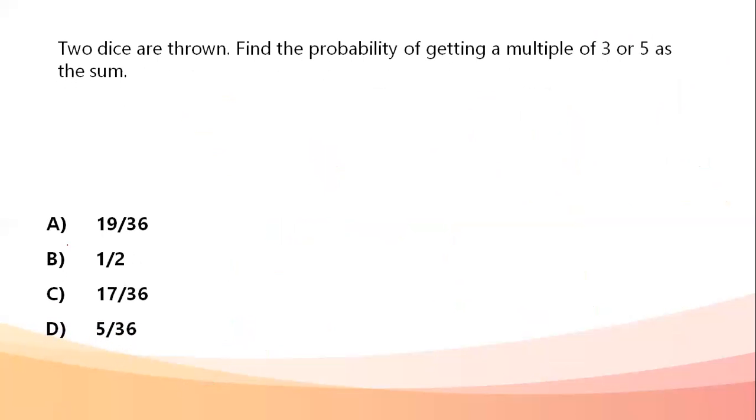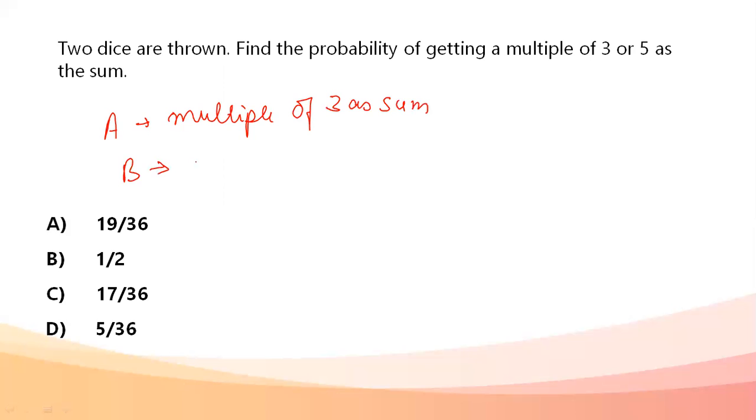Okay, next question. Two dice are thrown. Find the probability of getting a multiple of 3 or 5 as the sum. Okay, two dice are rolled. So let A be the event of getting a multiple of 3 as sum, and B be the event of getting a multiple of 5 as sum. I have assumed two events, event A and event B.